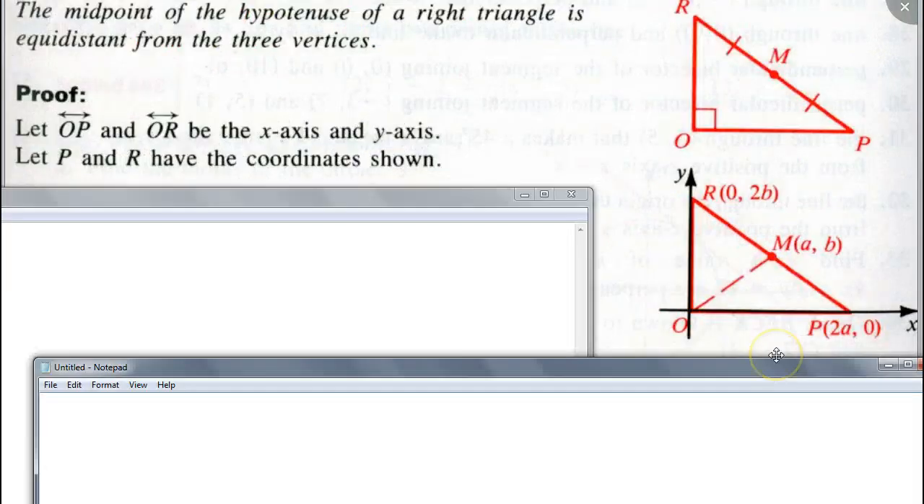Okay. So, who's got this? Jonathan, what did your group come up with? How is it that they say P has to be 2A comma 0 and R has to be 0 comma 2B? If you plug in the R coordinate and P into the midpoint formula, then you'll get that. Okay, yeah, the midpoint formula.